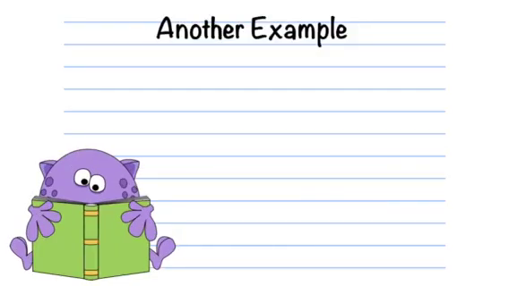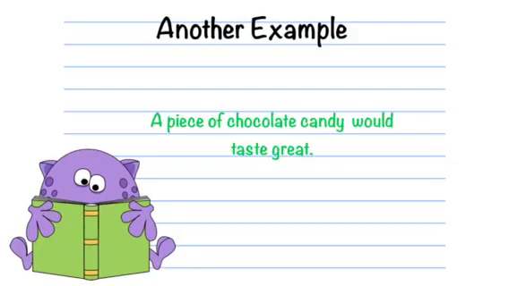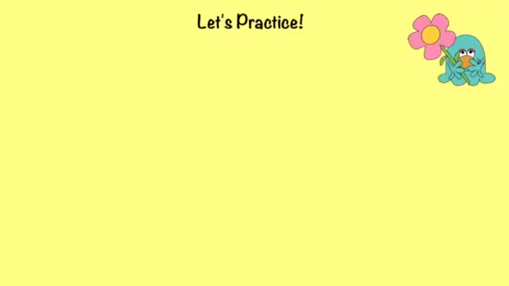Let's take a look at another example. A piece of chocolate candy would taste great. In this case, the word piece is our simple subject. It is our noun, and the words around it are describing what kind of piece it is. So it's a piece, the chocolate and the candy are describing the word piece. At this point, go ahead and press pause, and I'd like for you to try the 4 practice problems.